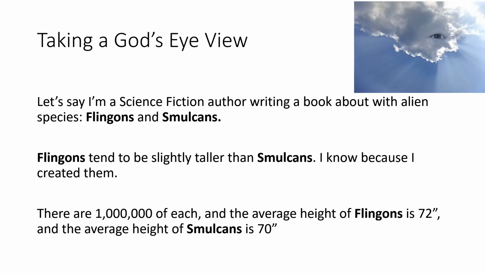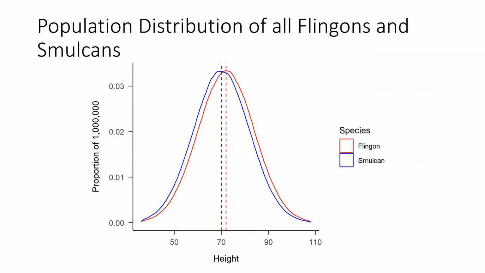A thought experiment that can help us understand what's going on involves taking a God's eye view. Let's say that I'm a science fiction author, and I'm writing a book with two alien species, Klingons and Smolkans. Klingons tend to be slightly taller than Smolkans, and I know this because I invented them. In fact, I know that there are exactly 1 million of each, and I know that the average height of all 1 million Klingons is 72 inches, and the average height of all 1 million Smolkans is 70 inches.